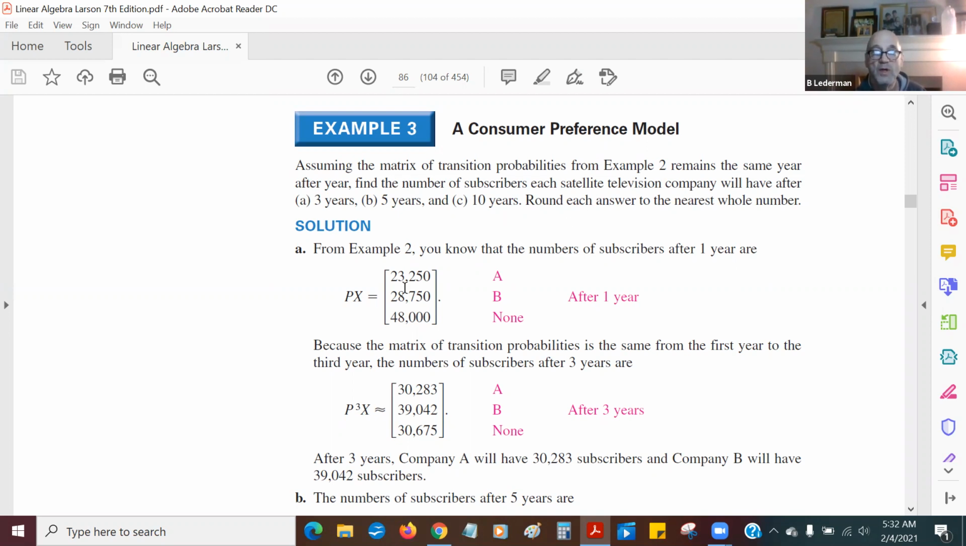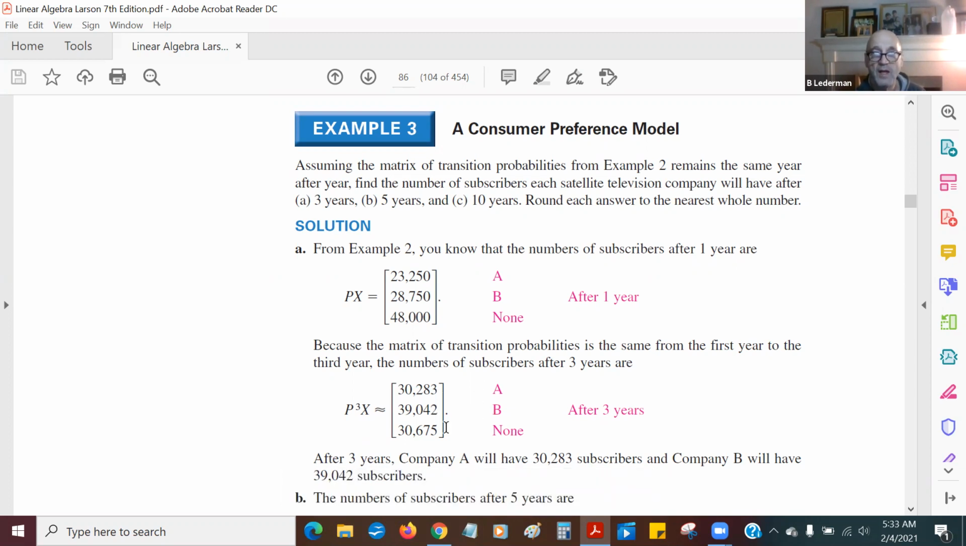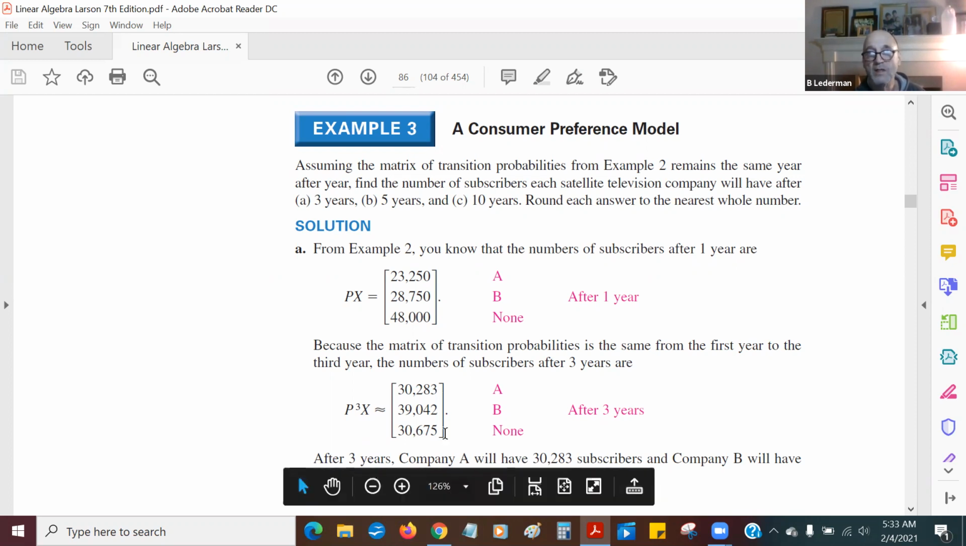And so when you multiply the P matrix by the X matrix, which is what we did above in example 2, we got these numbers: 23,250, 28,750, and so on and so forth. Well, if I want to know 3 years from now, I just multiply 3 times. So I multiply P to the 3rd power times the matrix X. And if I do that, you're going to get these numbers right here: 30,000 in A, 39,000 in B, and so on and so forth. And 30,000 will have no satellite. Essentially, it had been 65,000. Now it's 30,000. So now what's going to be in 5 years?